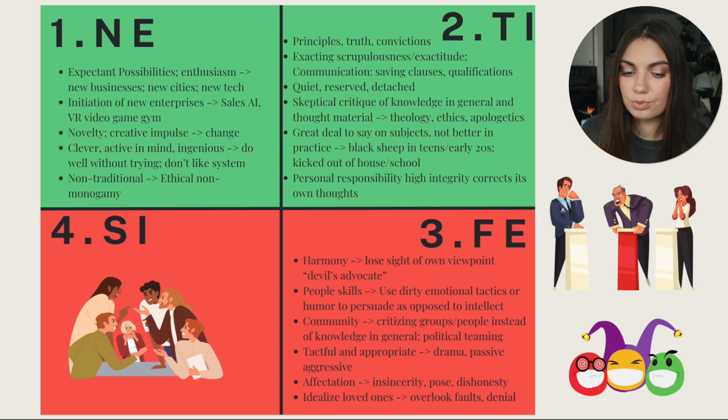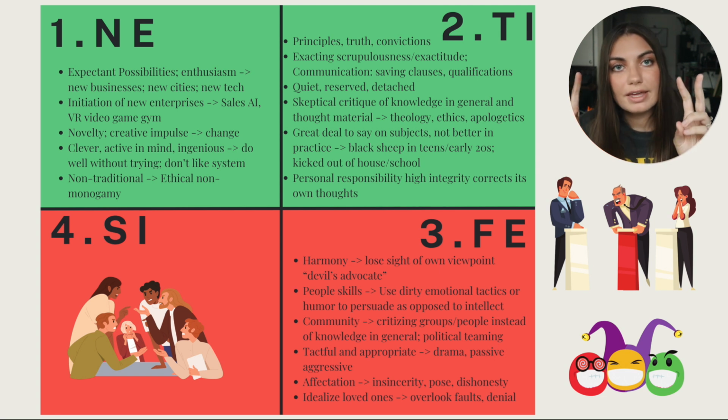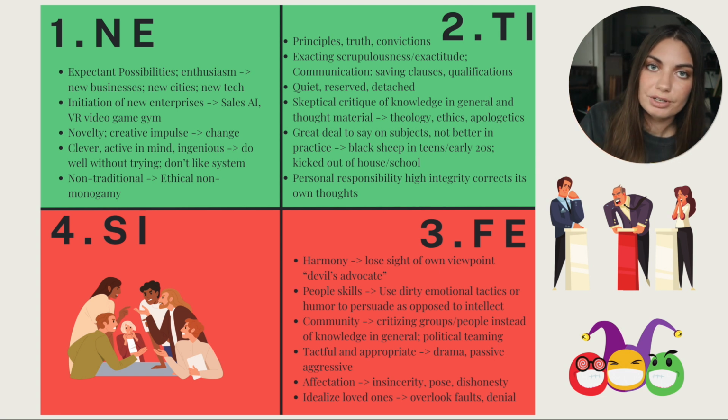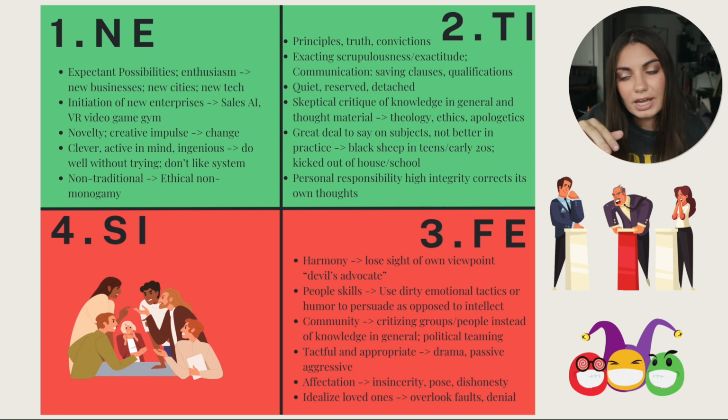One of the issues with this function that Carl Jung talked about is that extroverted feeling can lose sight of its own viewpoint. This is where you might hear the stereotype that ENTPs will argue things that they don't even agree with, or they'll say they're playing devil's advocate, but maybe they're really arguing for their own point. It's just kind of a covert way to say that. It loses sight of its own viewpoint, and it's the direct opposite of introverted thinking. Introverted thinking never loses sight of its own viewpoint. It's very certain about its own thoughts.